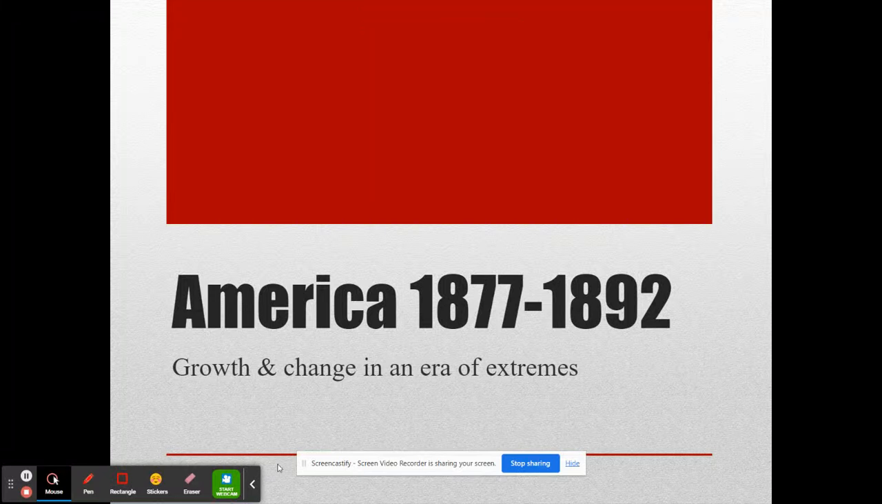So we're starting Unit 2 today. This is Unit 2, Part 1, Lesson 1. The theme of the unit is American growth and change in an era of extremes. We started this unit out by you doing some basic background reading on the economic way of thinking when looking at historical events.